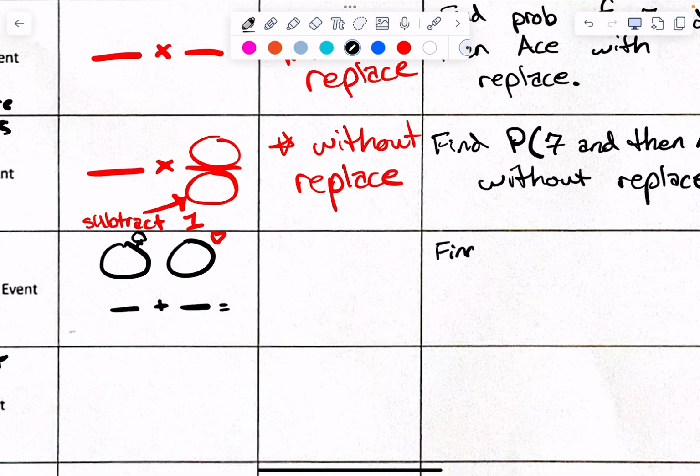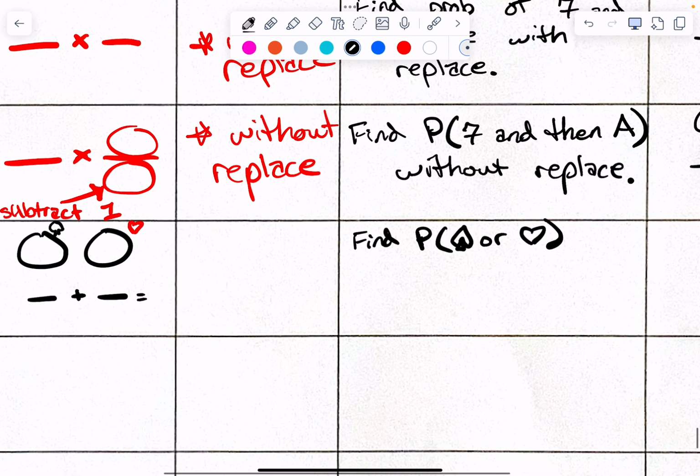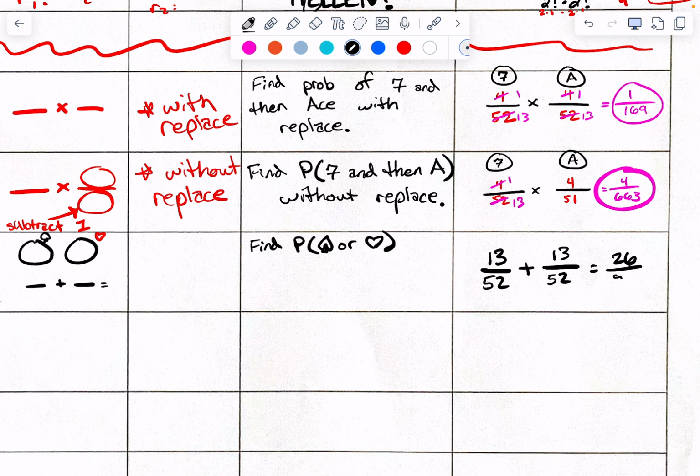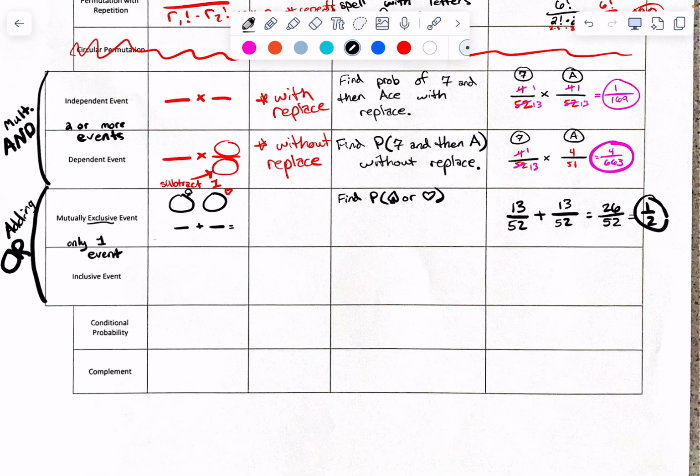Okay, so let's just do that. Find the probability of a spade or a heart. Solve it. How many spades? 13 out of 52. Hearts? 13 out of 52. So 26 out of 52, which is half. Are half the cards spades and hearts? Yes, that would make sense, right? The other half is diamonds or clubs.